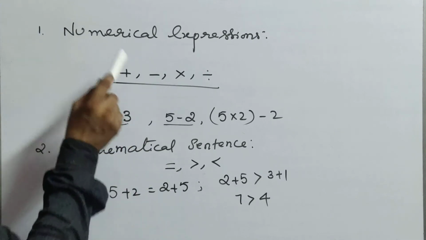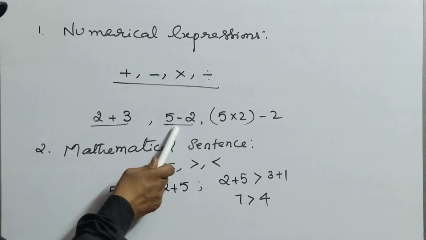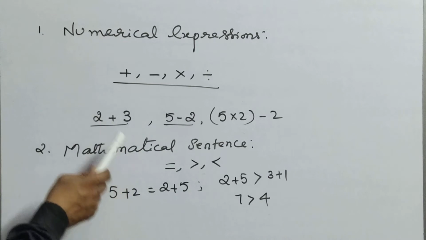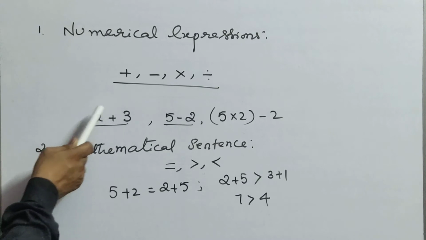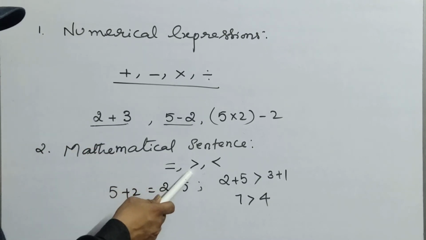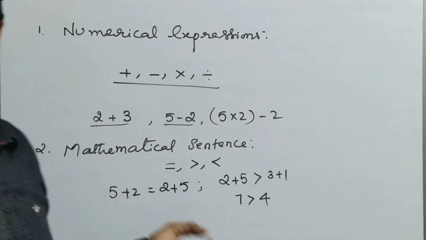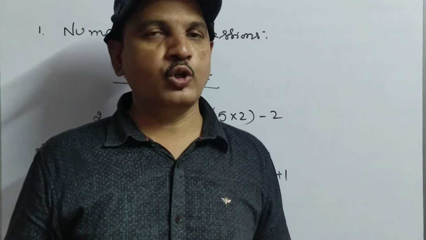So what are numerical expressions? Expressions of the form 2 plus 3, 5 minus 2, 5 into 2 minus 2, etc. are called numerical expressions. Whereas a mathematical sentence is the combination where numerical expressions are joined with an equal to, greater than or less than symbol. So these all come under mathematical sentence. Here I am giving only the explanation, the notes part I am going to send you. Okay children, don't worry about that.